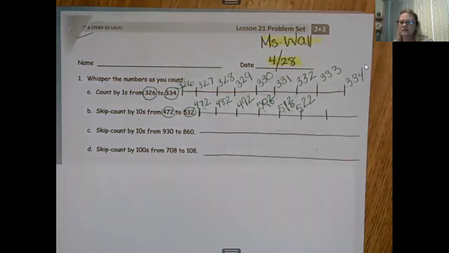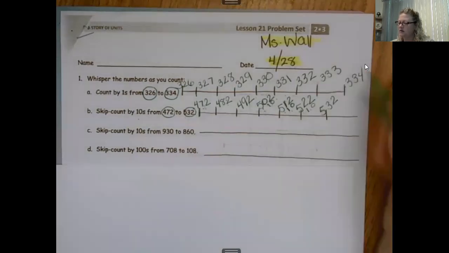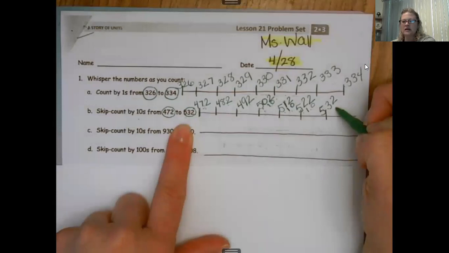All right. Let's see what comes next. 522. Add 10 to it. 2 plus nothing is 2. 2 plus 1 is 3. And 5 plus nothing is 5. Are our numbers the same? Yes, we can go ahead and stop there. Good job.